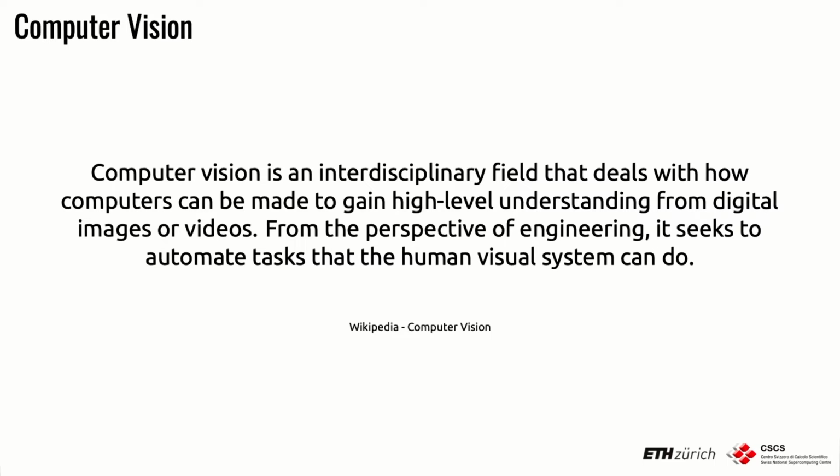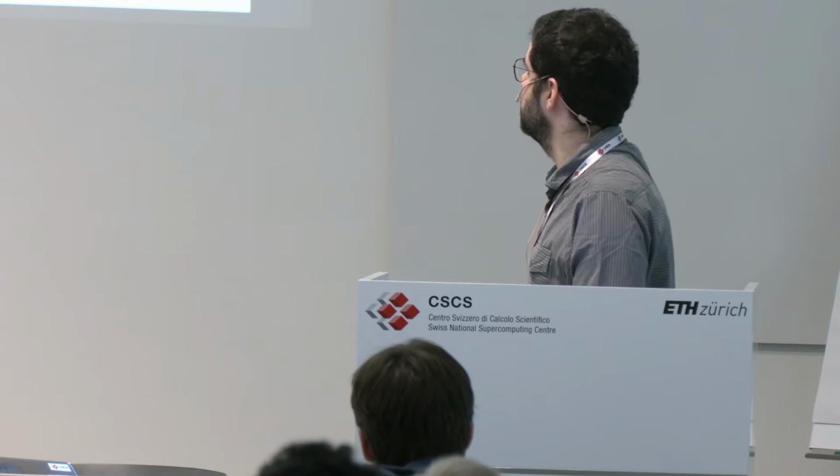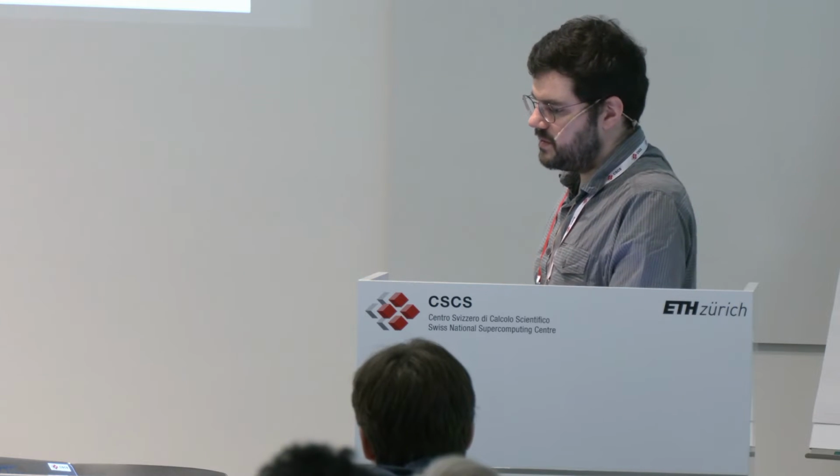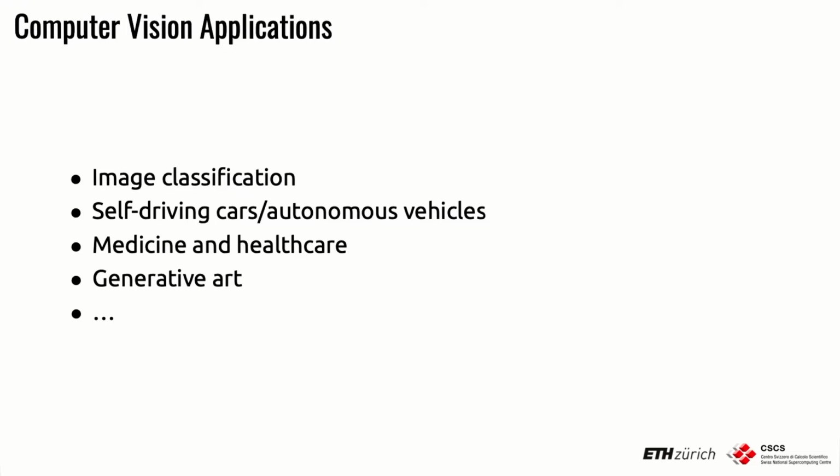And the reason is that working with images is quite an important field of computer science and computer vision. I took the definition from Wikipedia that says that computer vision is an interdisciplinary field that deals with how computers can be made to gain high-level understanding from digital images or videos. And essentially, you seek to automate tasks that the human visual system can do. So, for example, classifying images, as the handwritten digit example we have seen before.